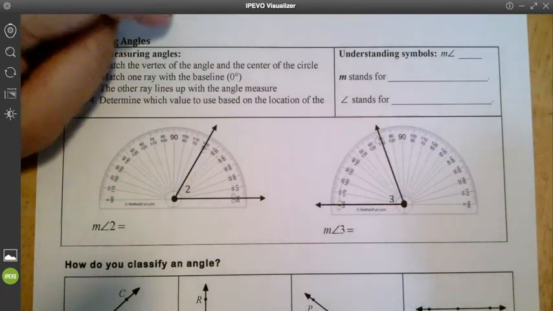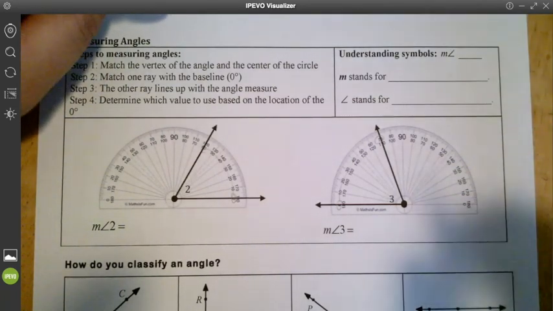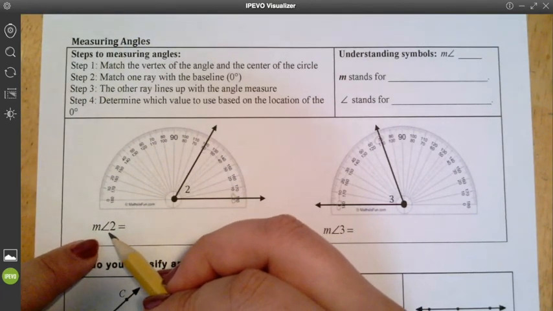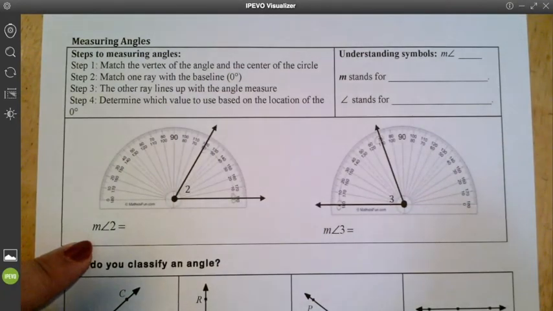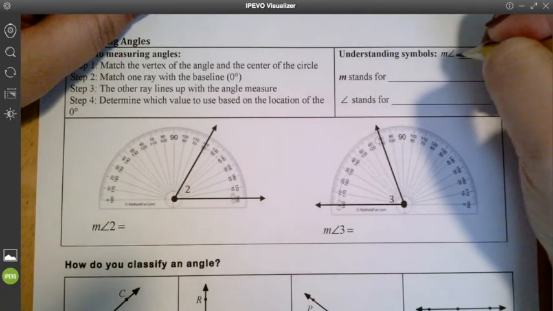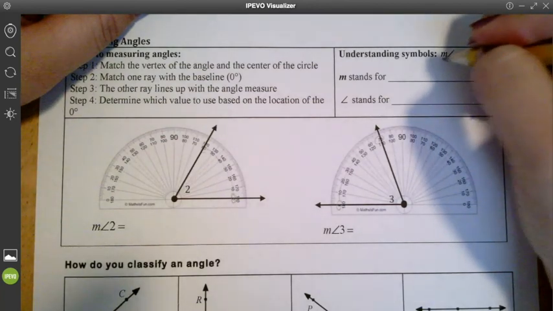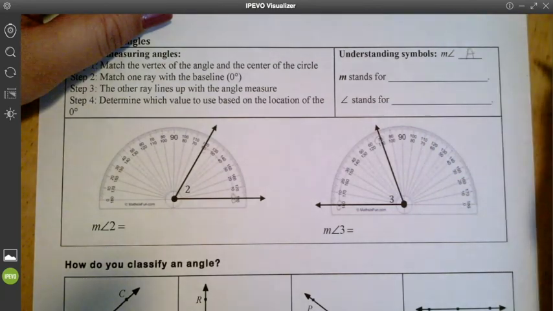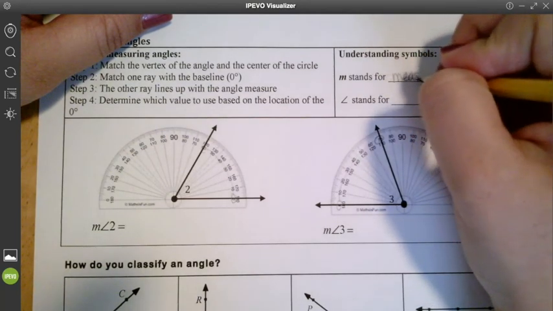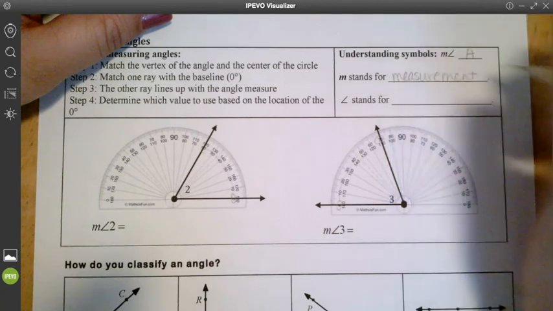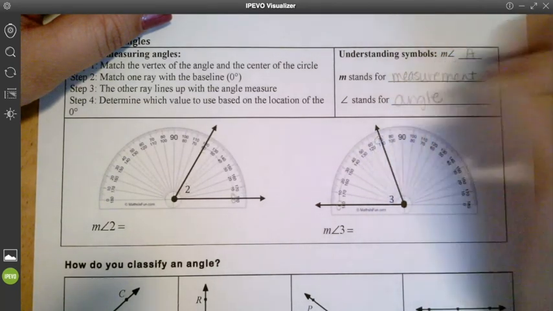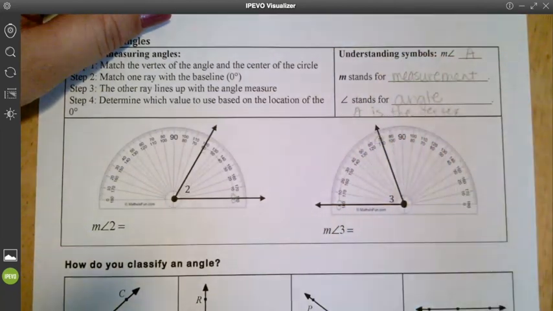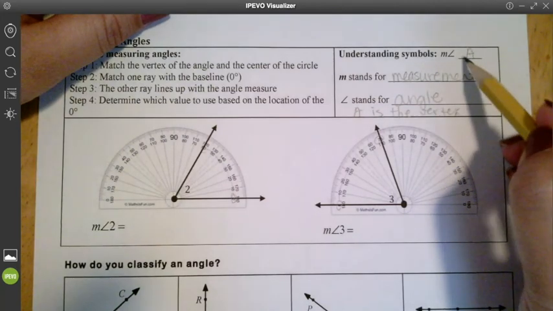Okay, so let's talk about some of these terms. When we're looking at the angle, we had just the angle symbol. Now we're talking about the measurement of the angle, we put a little m in front of it. So when we have m angle, that means the measurement of the angle. For example, if I said the measurement of angle A, A is the vertex.